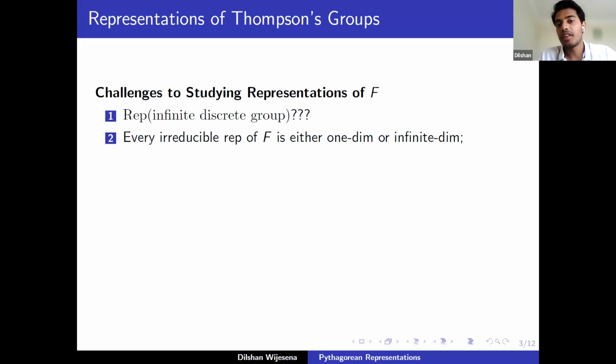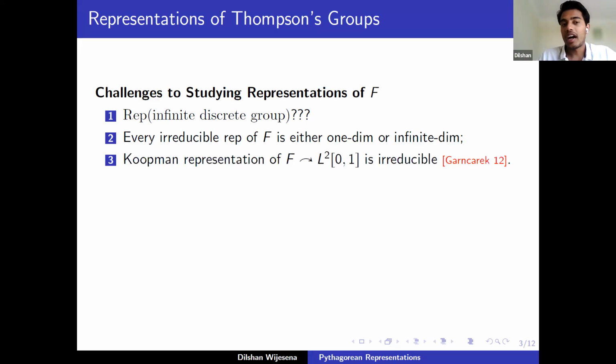So what this means is, if we ignore the one-dimensional ones, because those are going to be quite boring, okay? This means that if you want to study irreducible representations of F, we can't look at finite dimensional representations where we have linear algebra and things are a bit easier. We actually have to always work in infinite dimensional spaces, where it's much harder to work.